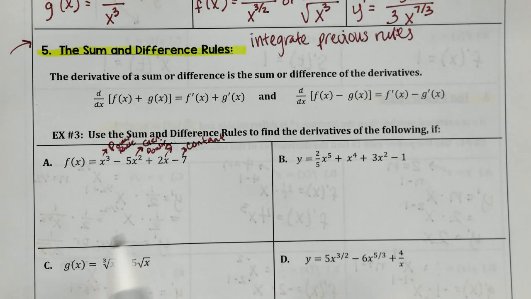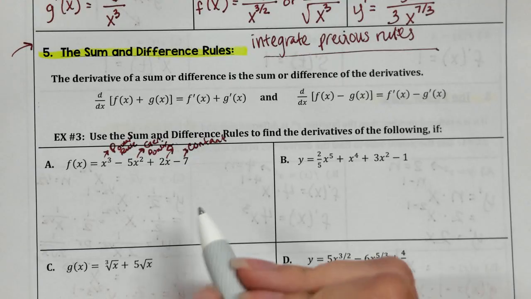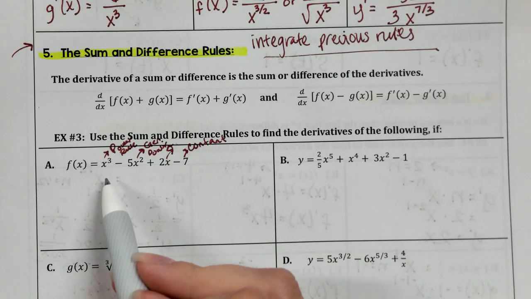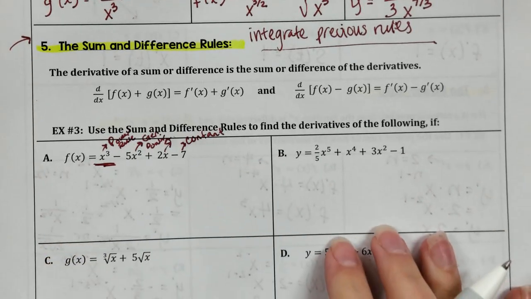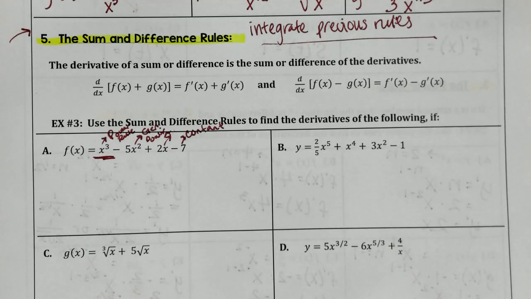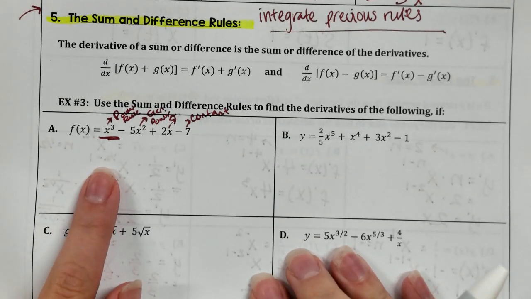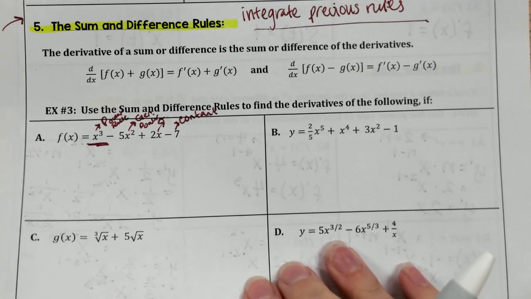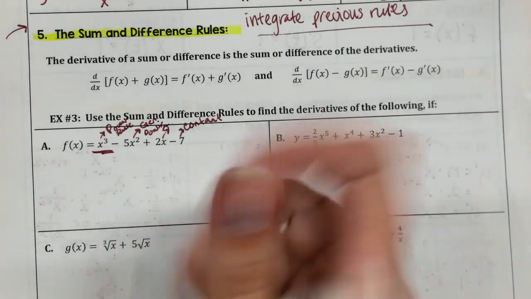So, in order to do the sum or difference rules, we're also going to integrate these previous rules that we just learned. Okay? So, looking at, and I'm going to separate this out, actually. Looking at A, if I look at just my first part, the x cubed, I would go to the power rule, which was rule number 3 on this last page, and I would find the derivative of x cubed. Remember the rule for that was n times x to the n minus 1 power.